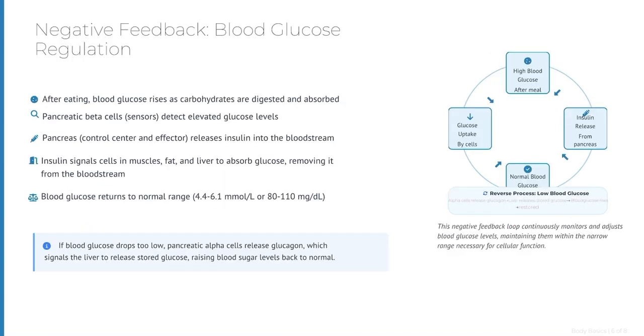Another example of negative feedback is blood glucose regulation. After eating, blood glucose rises as carbohydrates are digested and absorbed. Pancreatic beta cells, which are the sensors, detect elevated glucose levels. The pancreas, which is the control center and the effector, releases insulin into the bloodstream. Insulin signals cells in muscles, fat, and liver to absorb glucose, removing it from the bloodstream. Blood glucose returns to normal range after that.